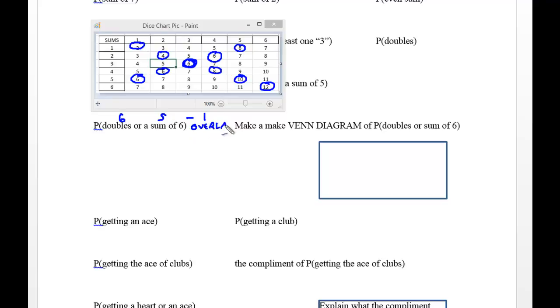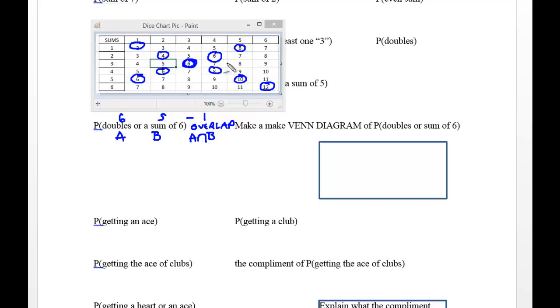And the overlap in the book is taught as the union of sets A and B. So if this is the set A of doubles and this is the set B of the sum of 6, then the A union B, or sorry, A intersection B, I was saying union the last couple times, the intersection of A and B is that overlap that we have to not count twice.